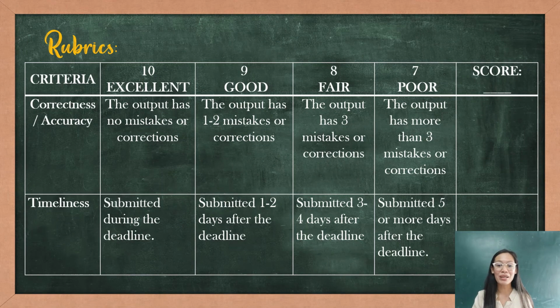This is the basis of your grade. Our rubrics. We have the following criteria. First, the correctness or the accuracy, and the second one is the timeliness. So if you will get an excellent in the two criteria, then you will have a perfect score.